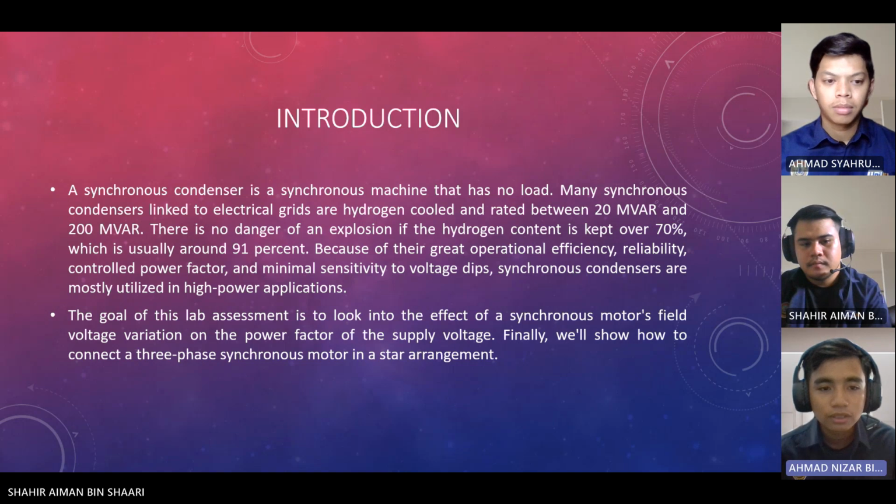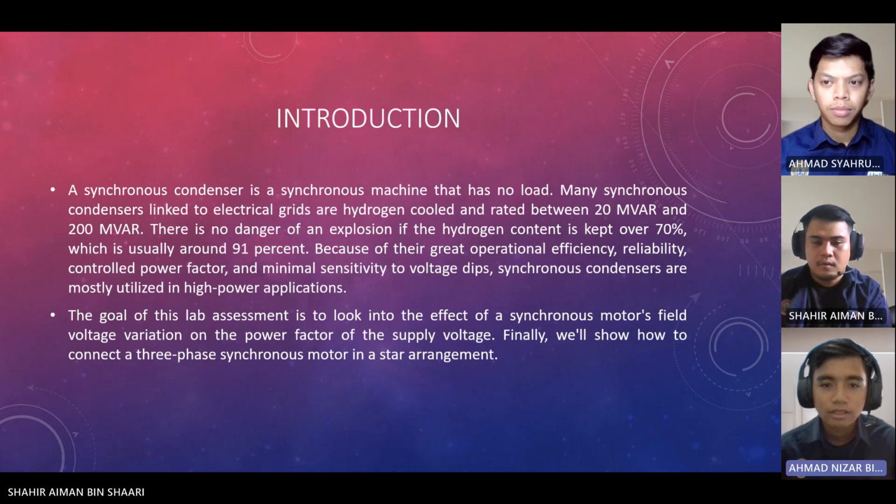So the goals of this lab assessment are to look into the effect of a synchronous motor field voltage variation on the power factor of the supply voltage. Finally, we'll show how to connect a three-phase synchronous motor in a star arrangement. Okay, next.